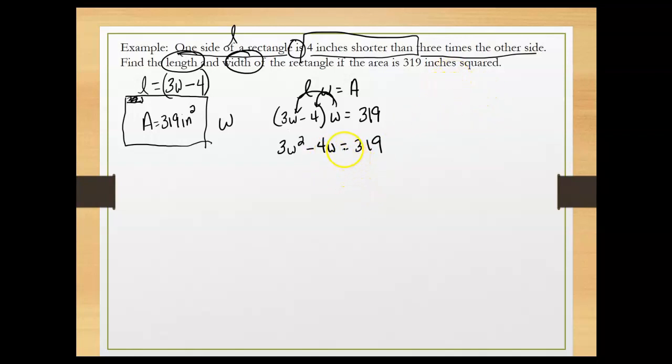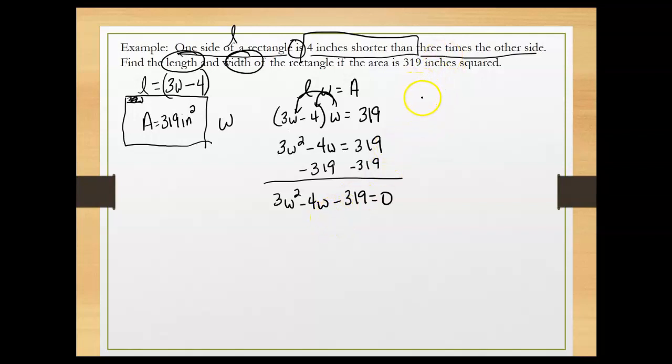In either case, I solve this by getting this equal to 0 so that it's in standard form. So I'm going to subtract 319 from each side. That gives me 3w squared minus 4w minus 319 equals 0. I'm not trying to factor with the number 319. That's going to be too hard for me to find factors. So instead, I'm going to use the quadratic formula.